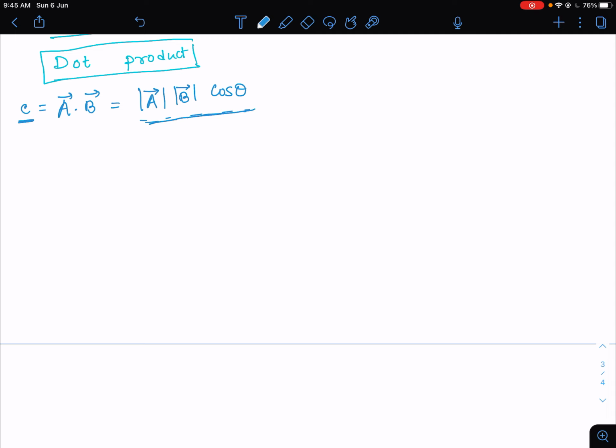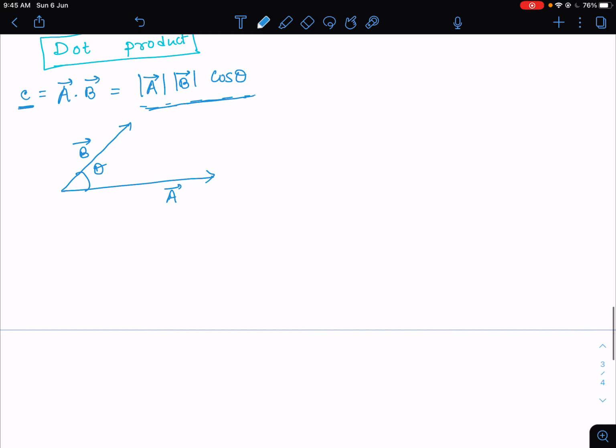That is this. So if I have vectors A and B, and they have angle theta, their dot product is defined by the formula given here: mod A mod B cos theta.